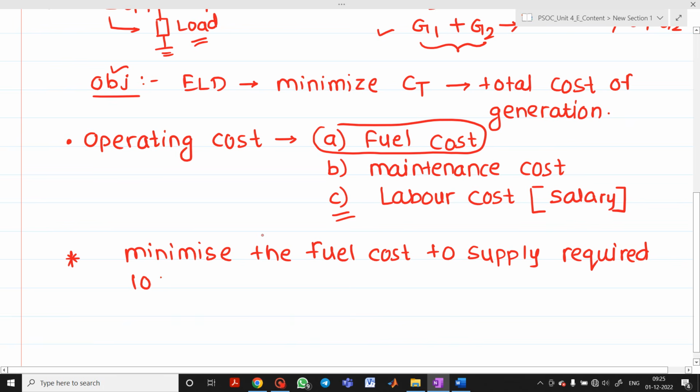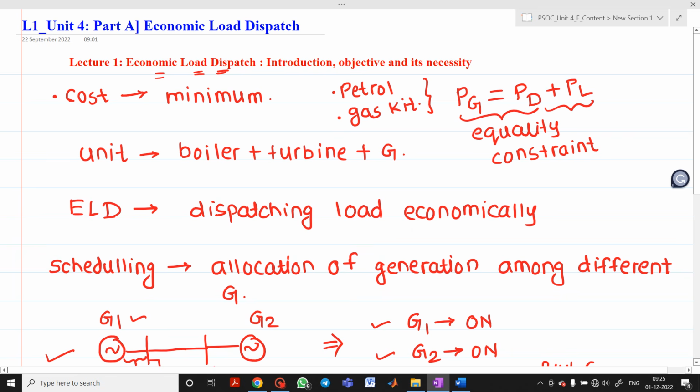So this is the introduction of economic load dispatch. I think you have understood this. If you have any doubt, please feel free to ask.